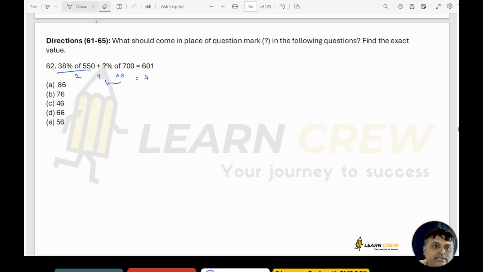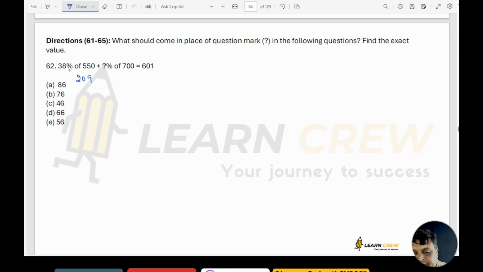Please see. I am just trying to do the other way. 38 percentage of 550 is same as 55 percentage of 380. 190 plus 19, which is 209. 209. 601 minus 209. Am I correct or not?